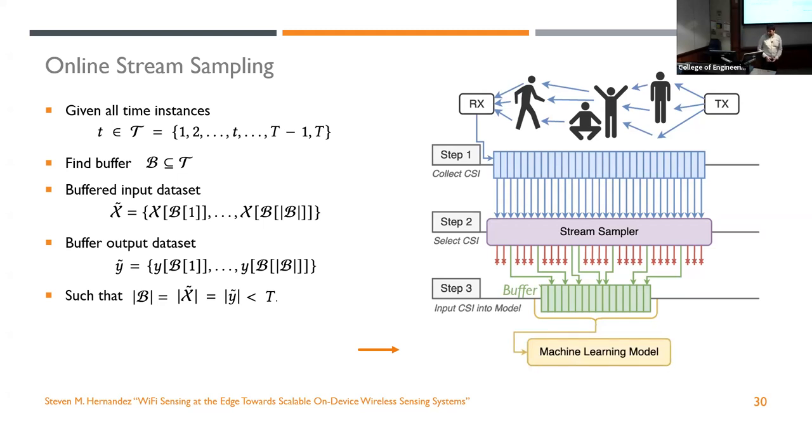Do you have a question? How do you separate important and unimportant samples? Do you have like another model for it? We're gonna talk about it on the next slide.